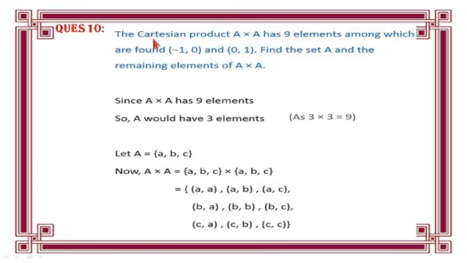Now question number 10. The Cartesian product A cross A has 9 elements, among which are found (-1, 0) and (0, 1). Find the set A and the remaining elements of A cross A. Since A cross A has 9 elements, A would have 3 elements. We have just seen this thing as well in the video. Now, let A be equal to {a, b, c}. So A cross A will be {a, b, c} cross {a, b, c}. Right? And let's find out their Cartesian product.